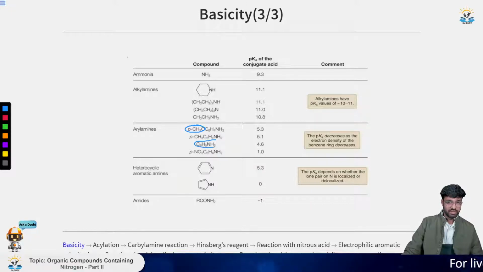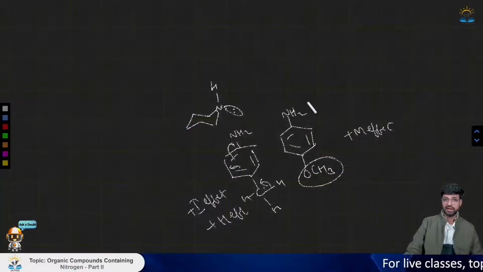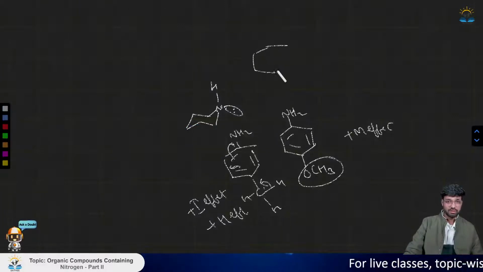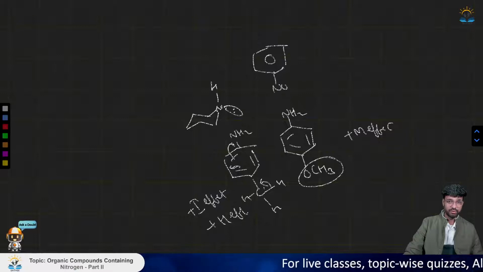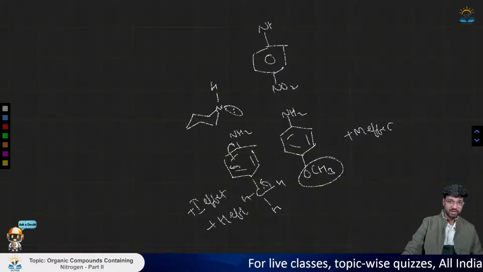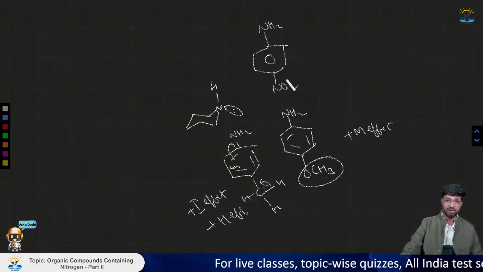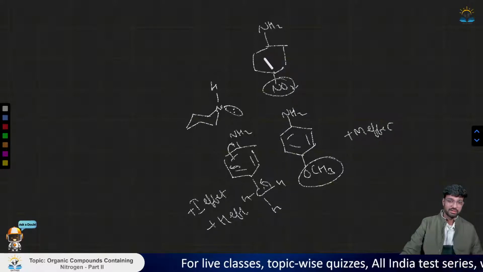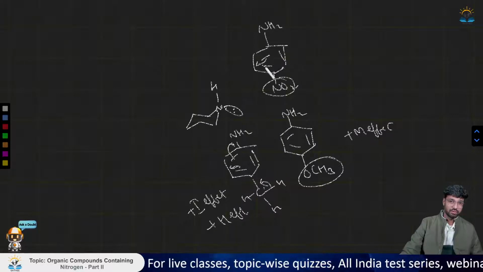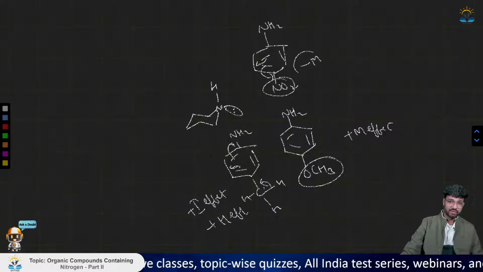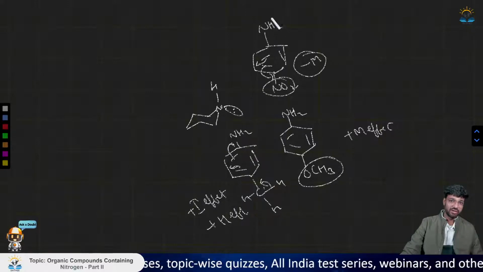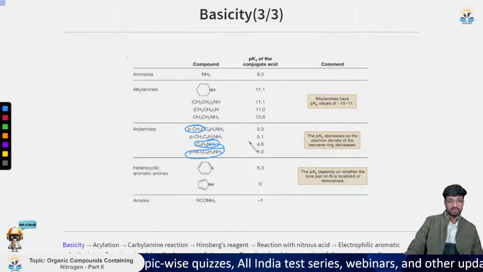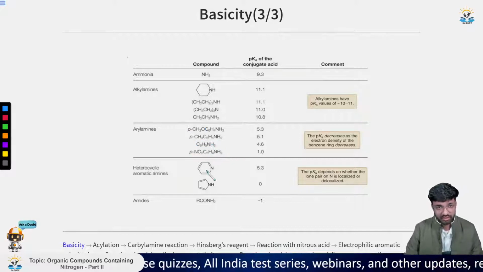Then we have the normal C6H5CH2. Then we have our para NO2. Why is it the least basic among all of those anilines? Because of this nitro group, which will show the minus M effect and will decrease the electron density on this nitrogen. So this is the reason for this order.